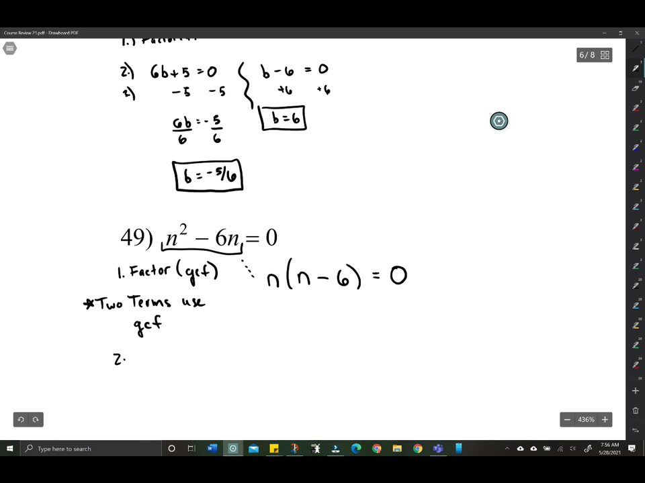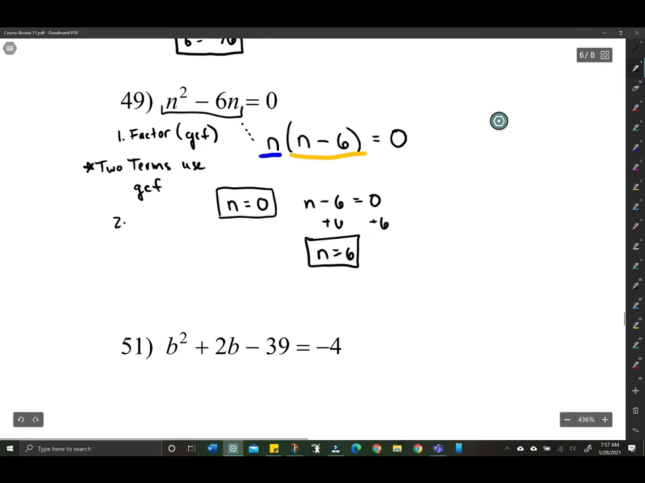Now, our two factors are just the n and the n minus 6. So remember, this is a variable, so it's important. So we're going to set it equal to 0. And we're going to set n minus 6 equal to 0. This one's already solved. You don't even need to do any work. For the next one, you're going to add 6 to both sides. And n is going to equal 6. Not too bad. Hopefully you're remembering this stuff.